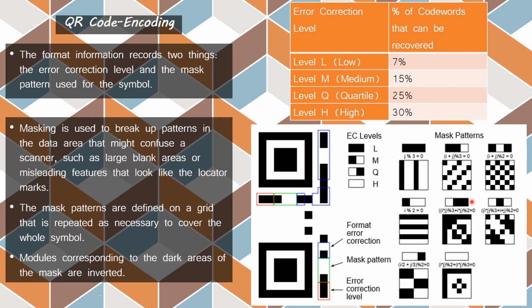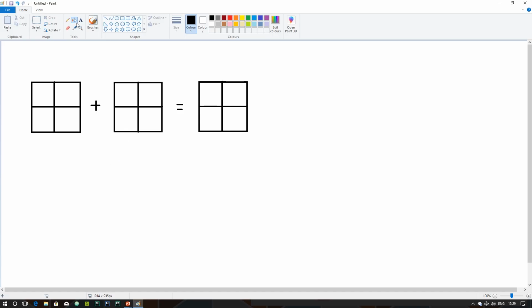So what is this masking, mask patterns and all? Masking is used to break up the patterns in the data area that might confuse a scanner, such as large blank areas or misleading features that look like the locator marks. Locator marks are alignment squares, timing patterns, position squares, etc. Our data is not directly placed in the QR code. We place our data and then we mask it. Let me explain how we mask with this illustration.